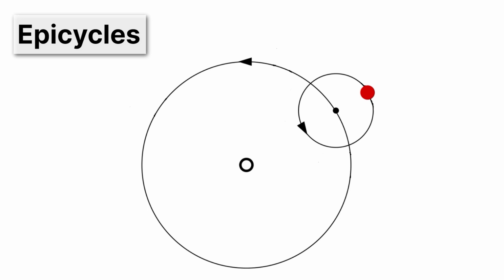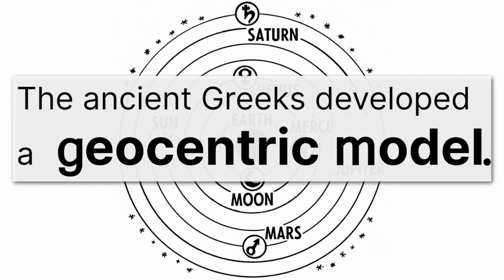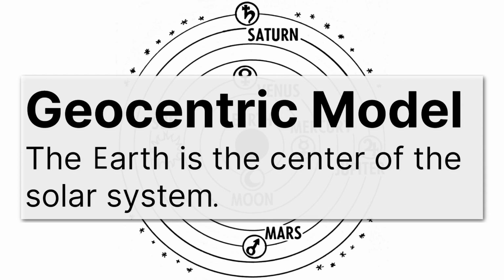That red dot there represents the planet, and the open circle in the center represents Earth. And both of these rings spin at the same time. And by choosing these circles carefully, he developed really accurate models of the solar system. The ancient Greeks developed a geocentric model. And remember that geocentric means that the Earth is the center of the solar system. This model dominated for 1,500 years.